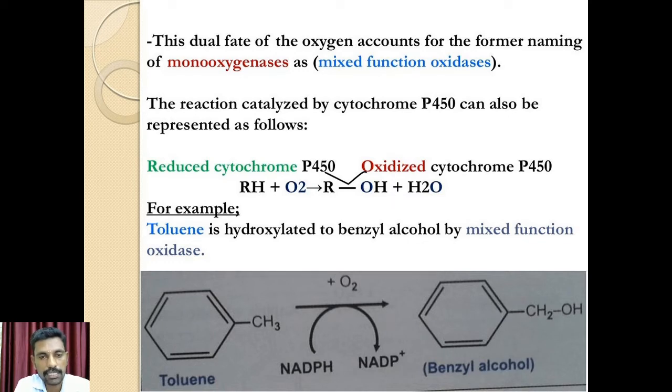So in the above reaction, one atom enters into the oxygen and the other enters into the water molecule, as also discussed. Here I cited one reaction: RH + O2 gives R-OH + H2O. Here, reduced cytochrome P450 is converted to the oxidized form of cytochrome P450. So the conversion occurs in this reaction.